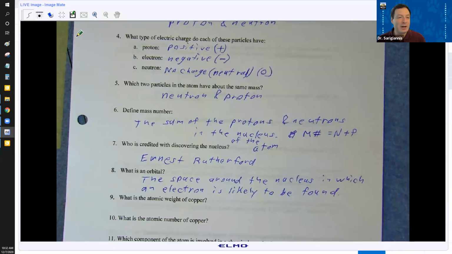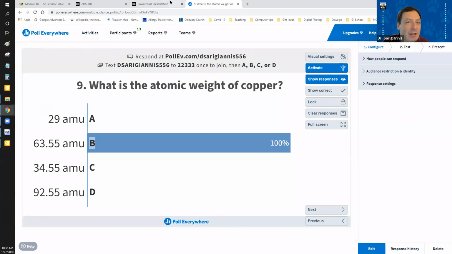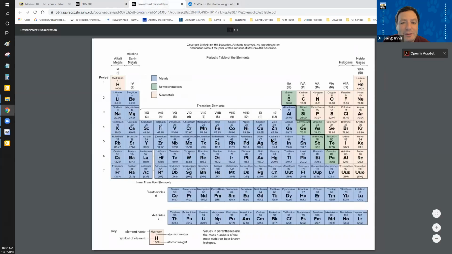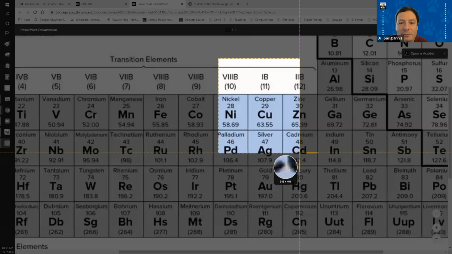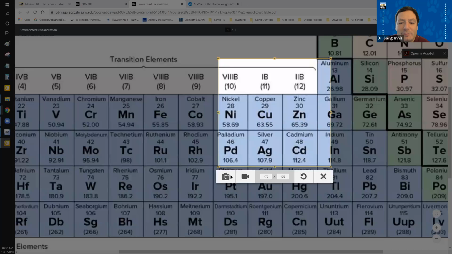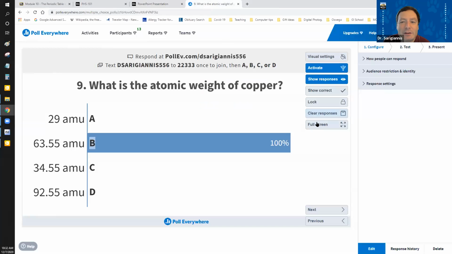All right, so for the next few we're going to need a periodic table. Oh, you know what? I have it open. Let me zoom in and grab a screenshot of copper, and I will put it on.